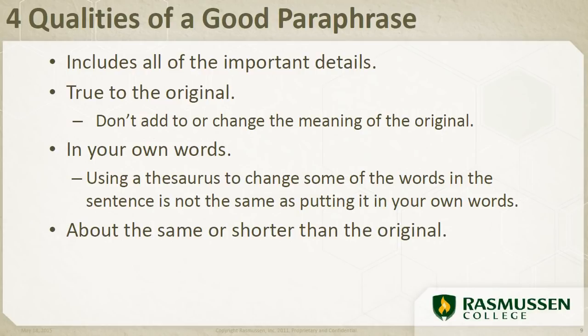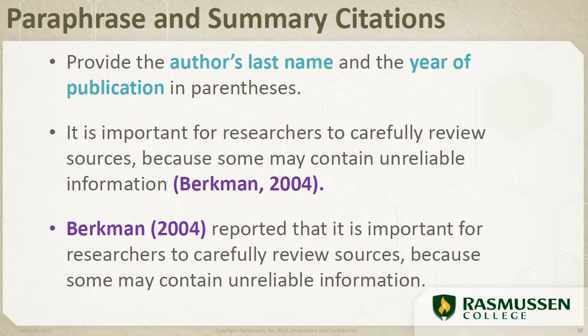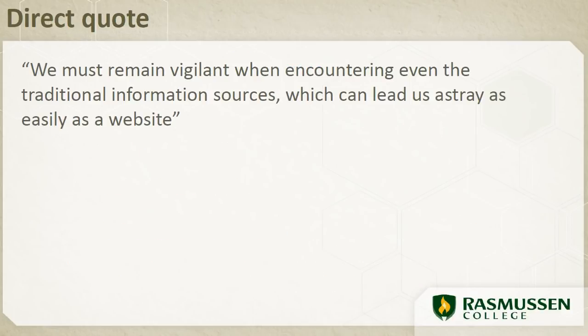Let's take a look at an example. The in-text citation for a summary or paraphrase contains the author's last name and the year of publication in parentheses. Let's take a look at how the direct quote in our previous example could be summarized or paraphrased. As a reminder, this is what the direct quote was.